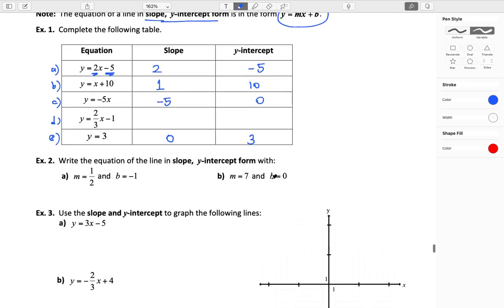very good. Now, example 2, it says write the equation in slope y-intercept form. We're given these two variables. So in this case, y is equal to mx plus b, where m is 1 over 2, so 1 over 2 x plus b. But b is negative here, so it's -1. For letter B, again, the slope is 7, so y is equal to mx, so 7x plus b. But b is 0, so I don't need to write plus 0. Okay.